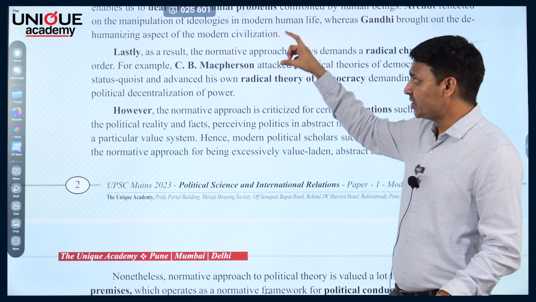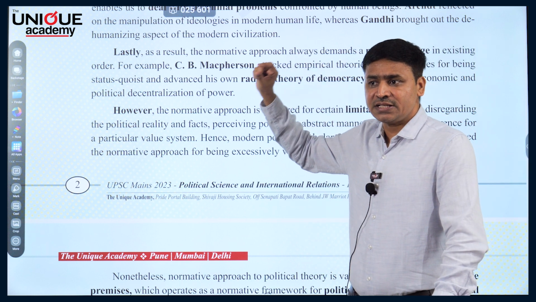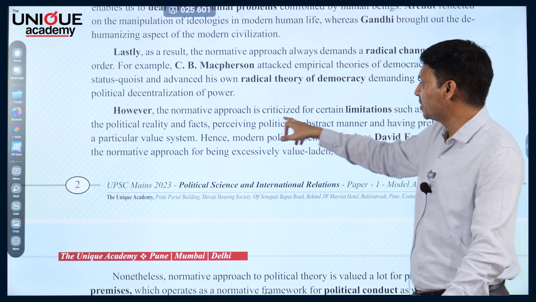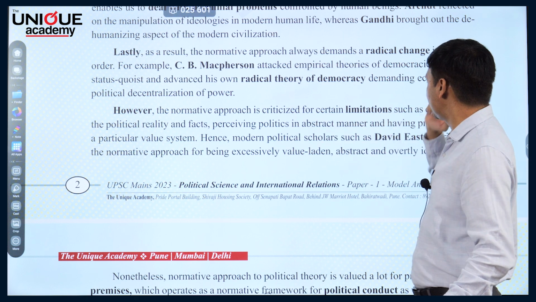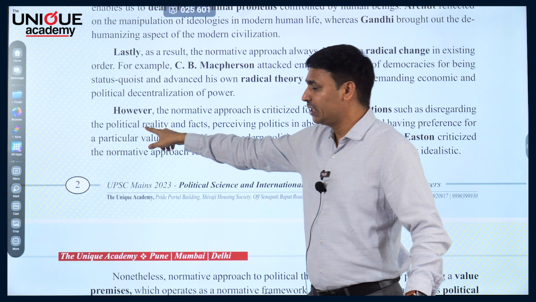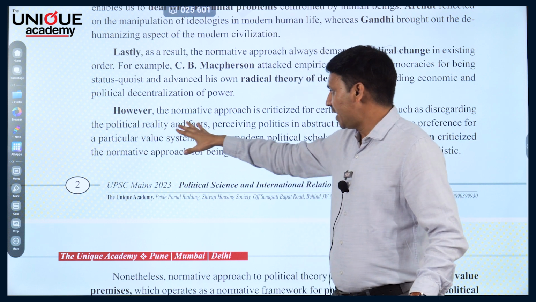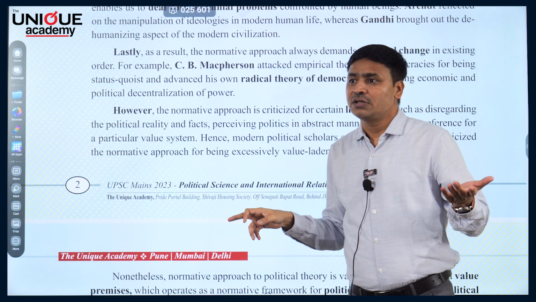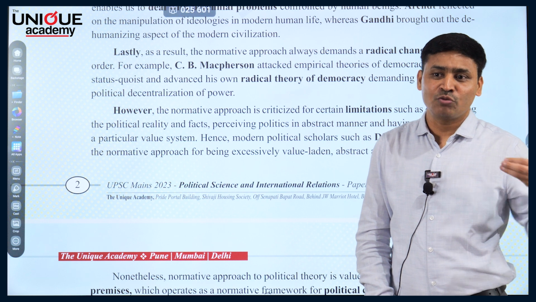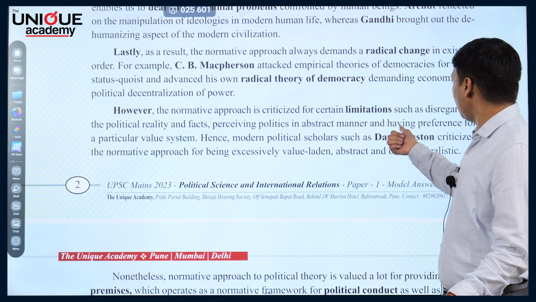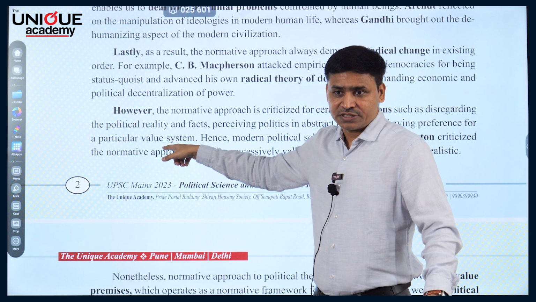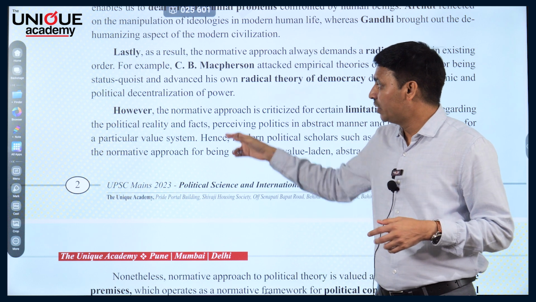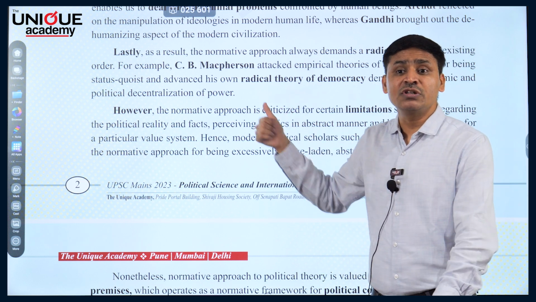Okay, since the question consists of comment as the keyword, if you look at this part, however, so this is the comment part. However, the normative approach is criticized for, and we have made a mention of 3 limitations, such as disregarding the political reality, okay, and facts, perceiving politics in abstract manner. Say, for example, Plato thought of politics as the domain of ideas, okay, and having preference for a particular value system. So in this very first statement, which is part of the comment part, okay, we have included 3 important limitations. But we have used the format of punctuation.